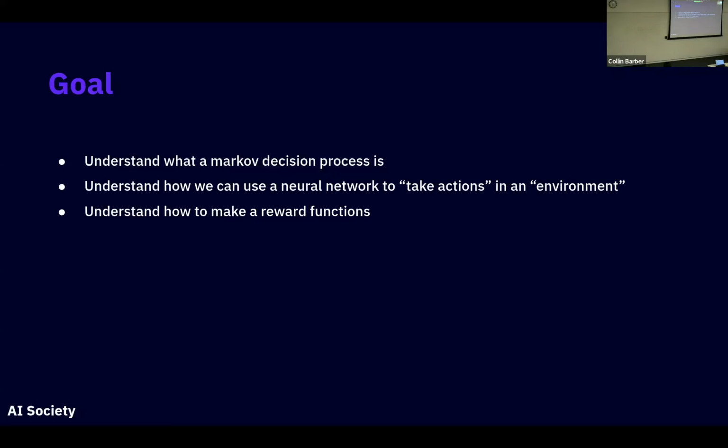So we really want our agent to be able to take actions in an environment of some kind. We'll define what actions are and what an environment is, but some robot in the world or some snake trying to eat an apple. These are your actions and environments.